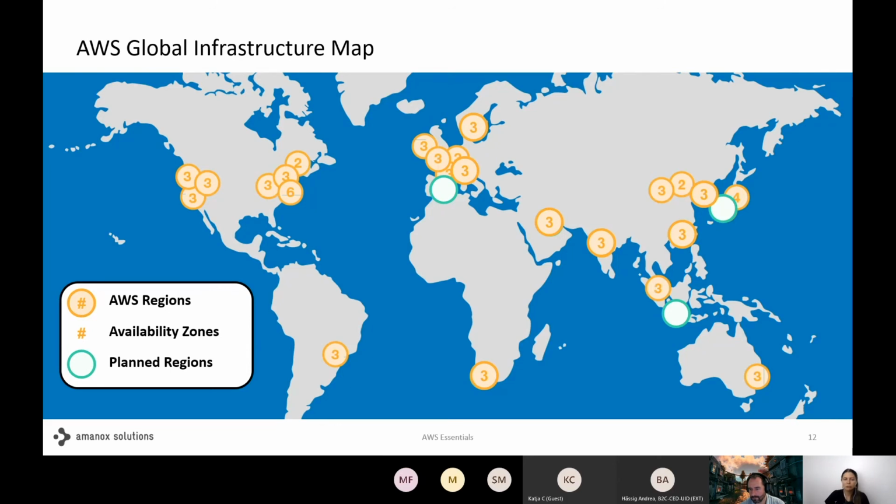So this is to give you an overview of the global infrastructure map and to see what AWS built around the world. Of course, as the businesses are growing and the needs also evolve, AWS continues to provide new infrastructure at the global level.